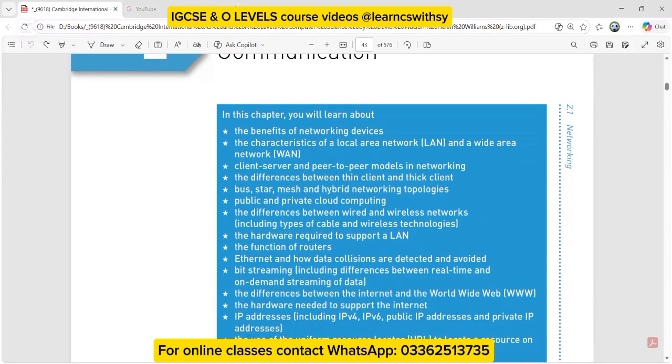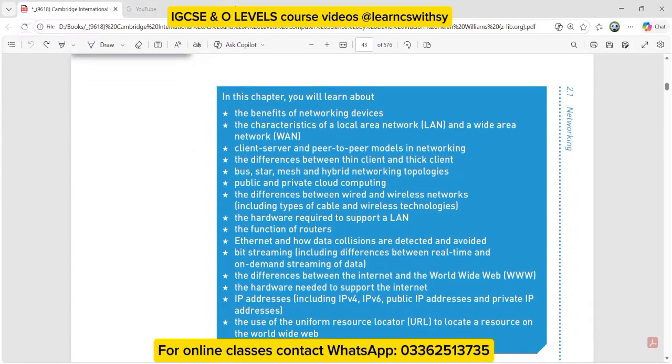In this chapter, what we will revise are the benefits of networking, the characteristics of a LAN, local area network, and WAN, wide area network. We have to revise client server and peer-to-peer network models, the differences between the thick client and the thin client, the four topologies that we have to be aware of. Then cloud computing. By the way, this chapter is composed of all the topics that are very, very important. So please be ready with your notebooks. If you have anything to note down, then you can note it down.